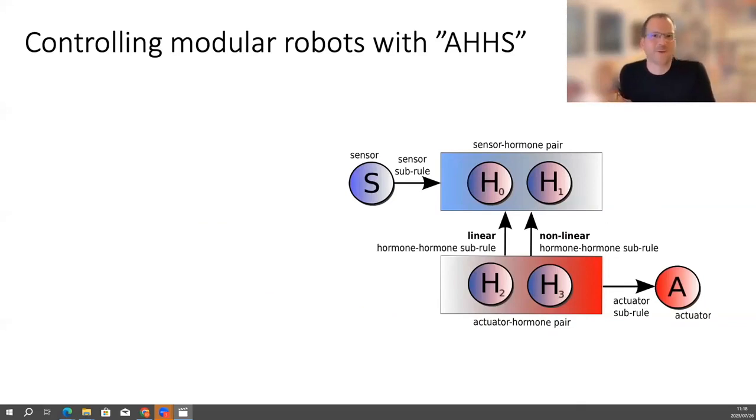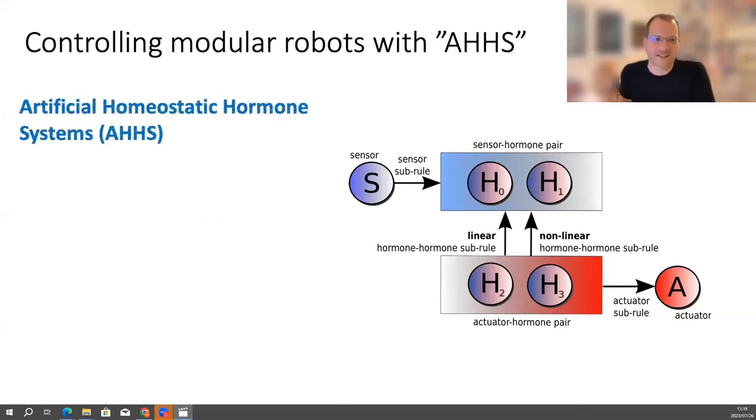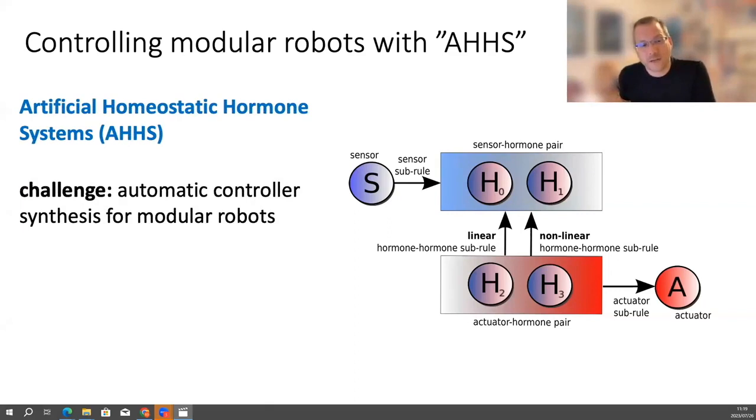I will now introduce you to the concept of AHHS, which is short for Artificial Homeostatic Hormone Systems. We believe that controlling modular robots, or especially the synthesis of controllers for multi-modular robotics, is a specific challenge. So we thought it's maybe worth looking into the design of a specific controller architecture for just this purpose. How can we evolve controllers for modular robotics?